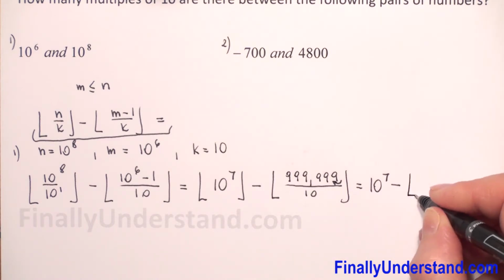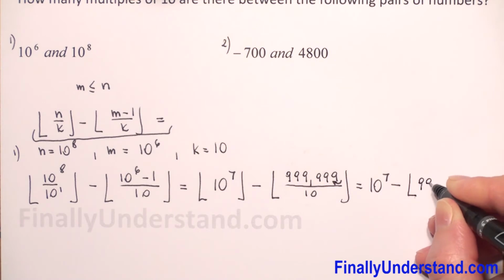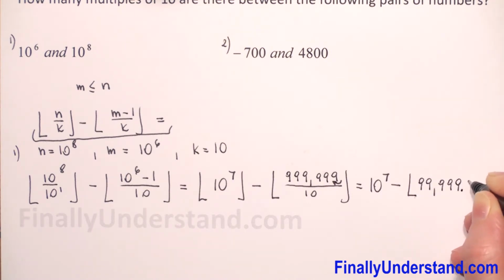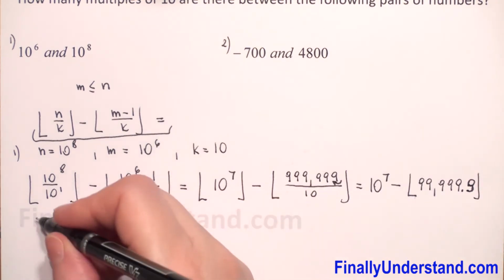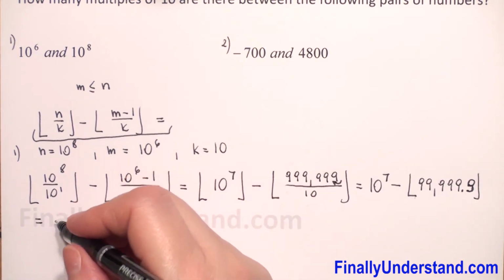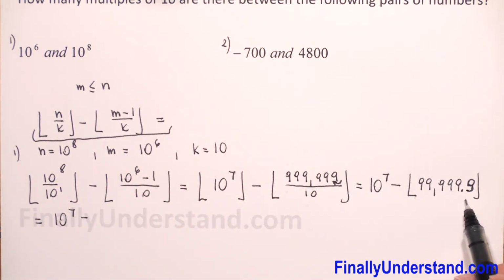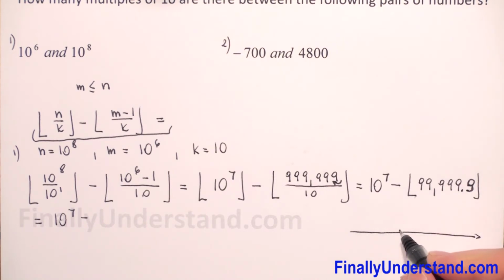So we have floor of 99,999.9. And now this is equal to 10 to power 7 minus floor of this number. This is not an integer, so we have to find the largest integer less than this number. You can always draw a number line and find first this number.